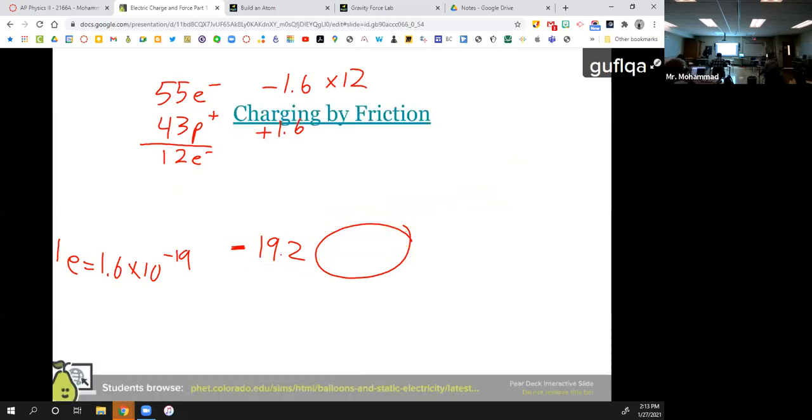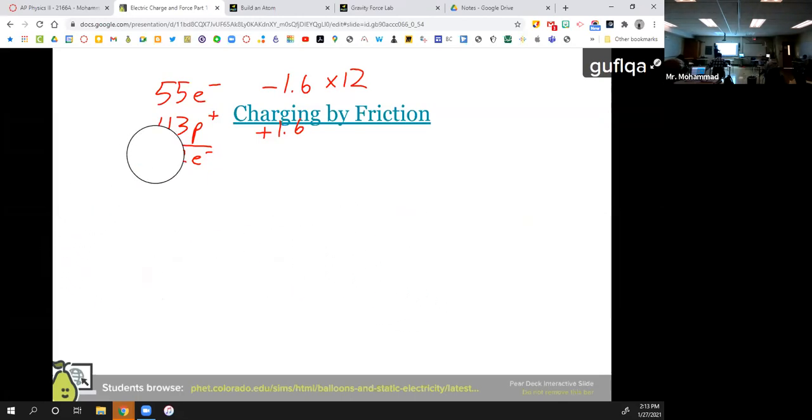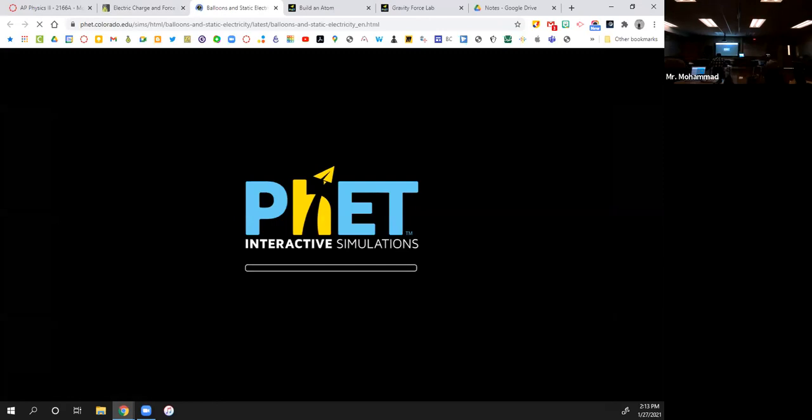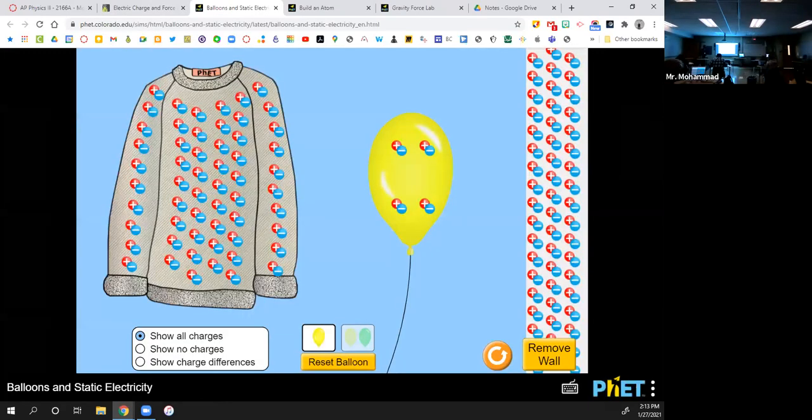All right. Now we're gonna go just a little bit into different forms of charging objects. So that was looking at a really small microscopic scale. Looking at larger scales, there's a couple of different ways of charging objects. Since we can't really bring balloons into school because of latex allergy, this is one way of seeing what's happening at the molecular, I should say atomic level.